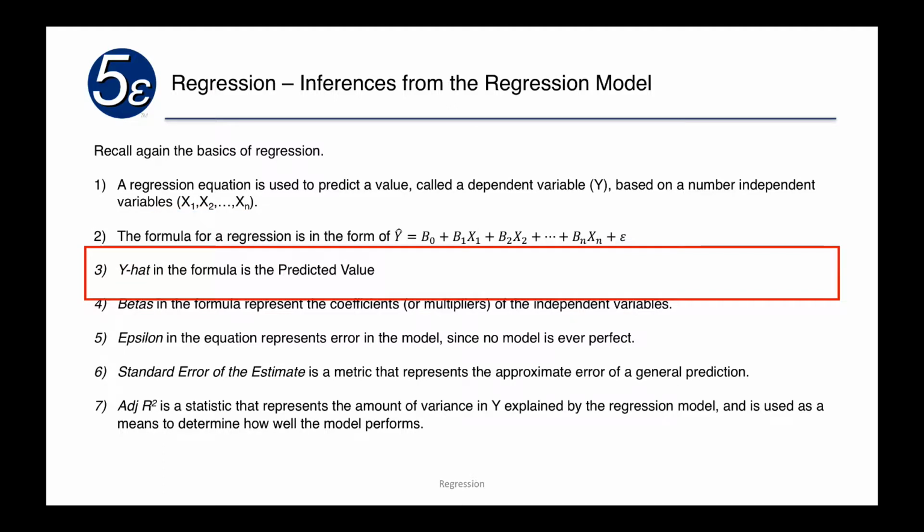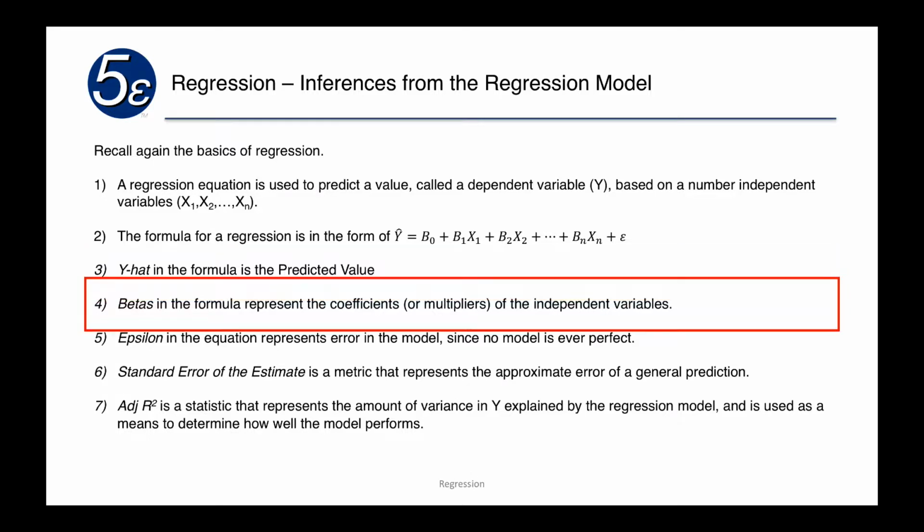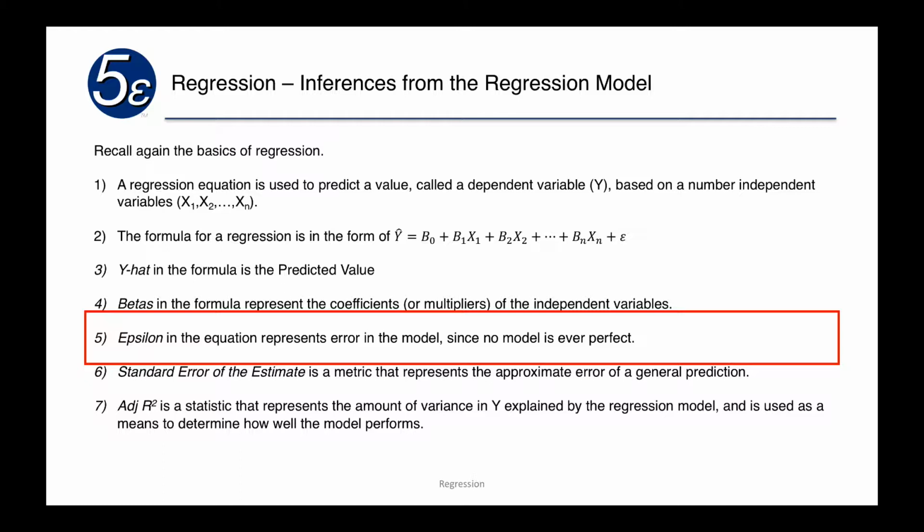Please remember that the y hat is the predicted value. When we use the hat above a variable, it's usually denoting a predicted value or a prediction. Betas in the formula represent coefficients or multipliers of the independent variables. So these are the numbers that are going to represent a change in y based on a unit change in x. Epsilon in the equation represents error in the model, since no model is ever perfect.